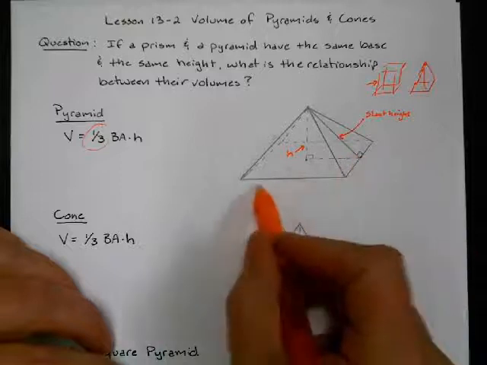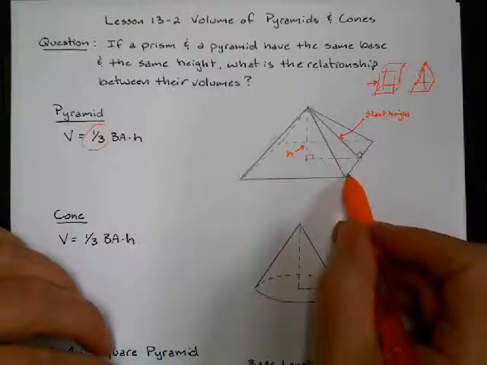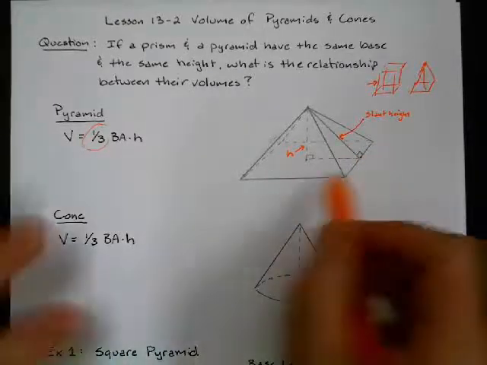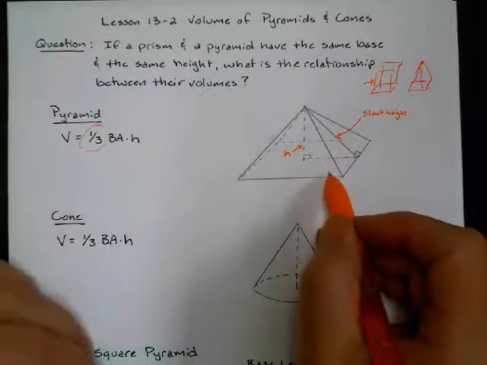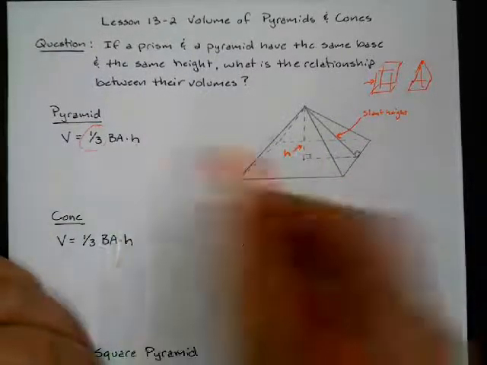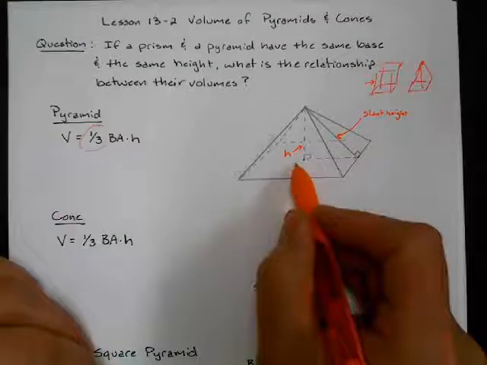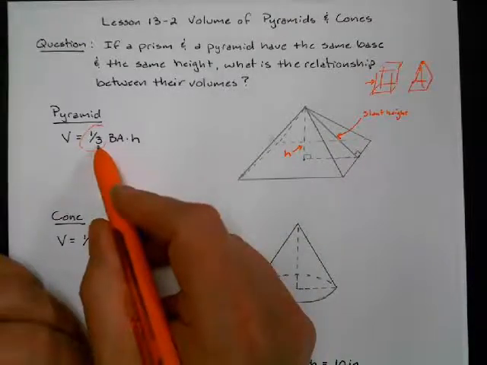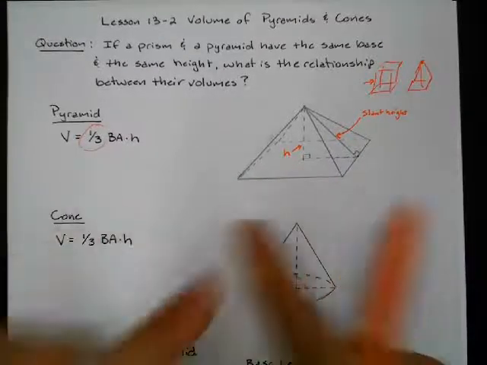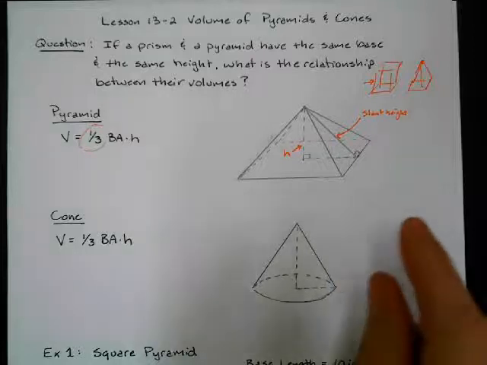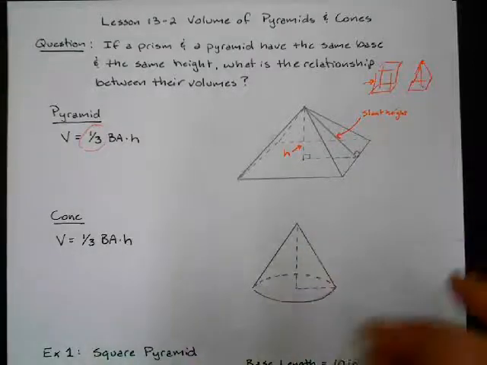So remember, we're going to do base area, so base times height of the bottom part, or the base. And then we're going to multiply it by the height of the actual pyramid, which is inside. And then it's always going to be 1/3, because when you come to a point, you lose 2/3 of your volume and you're keeping 1/3.